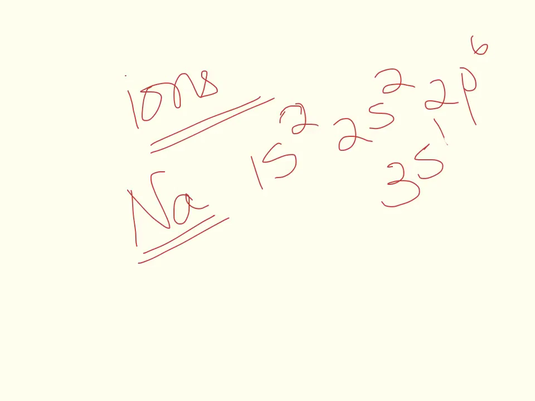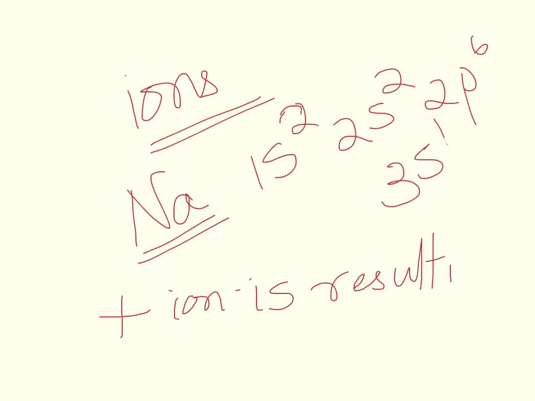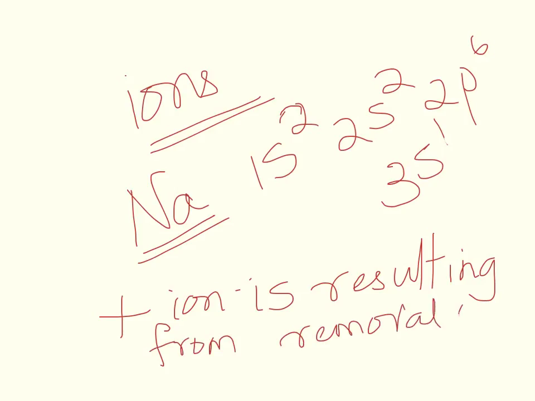So what is a cation again? A cation is a positive ion. So how does one get a positive ion? When an electron is removed. So a positive ion results from removal of an electron from a neutral atom. So this is our neutral atom. So let's remove this electron.